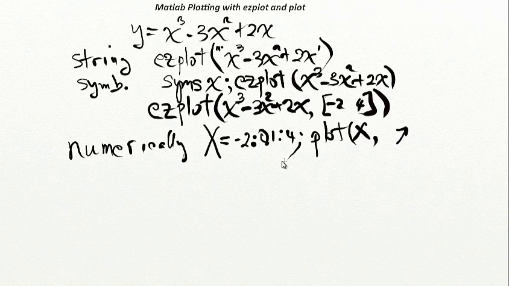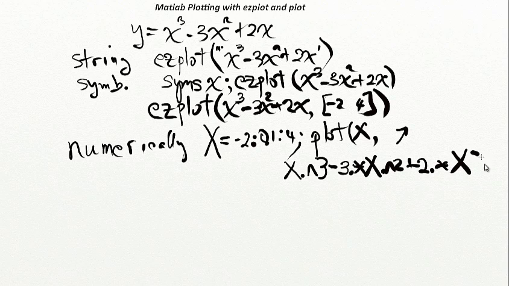So what you put in here is x dot caret 3 minus 3 dot star x dot caret 2 plus 2 dot star x. And that will plot the curve numerically, and we'll see again in a moment how that works. And again, you should see Differential Equations with MATLAB for lots more information about the plot routine and various options.